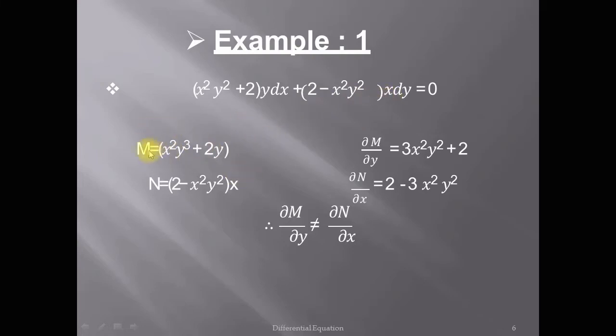Taking the partial derivative of the M function with respect to y, using the power rule, we get 3x square y square plus 2. Now taking the partial derivative of the N function with respect to x, multiplying this x to 2, we get 2x, and the derivative of 2x with respect to x is 2, and multiplying x with the other term, we get x cube y square, and the derivative of x cube y square with respect to x will be, using the power rule, minus 3x square y square.